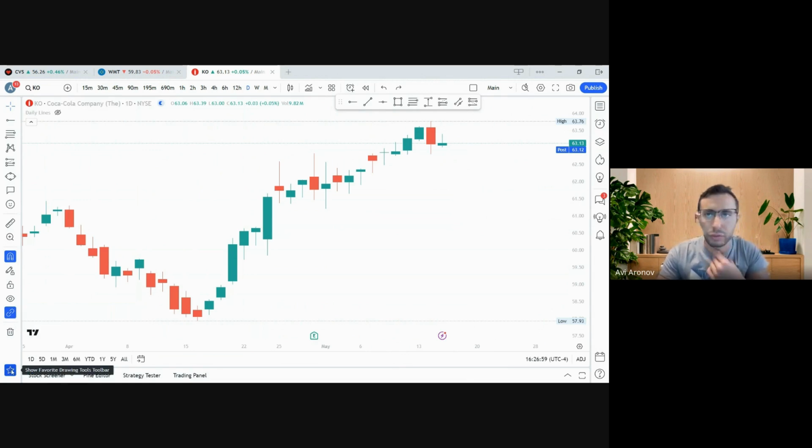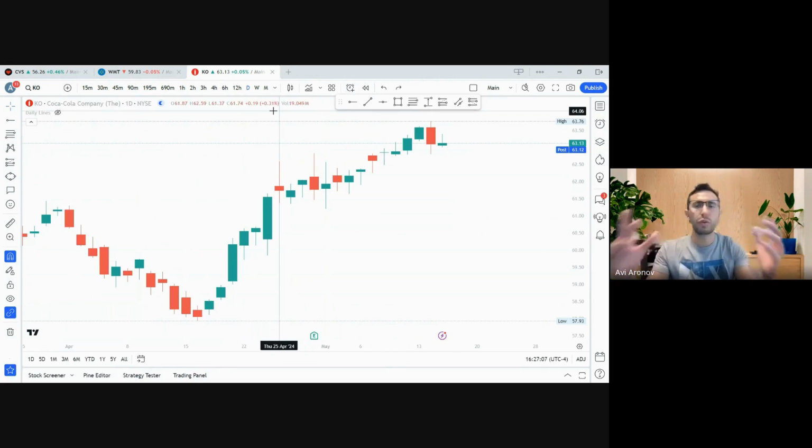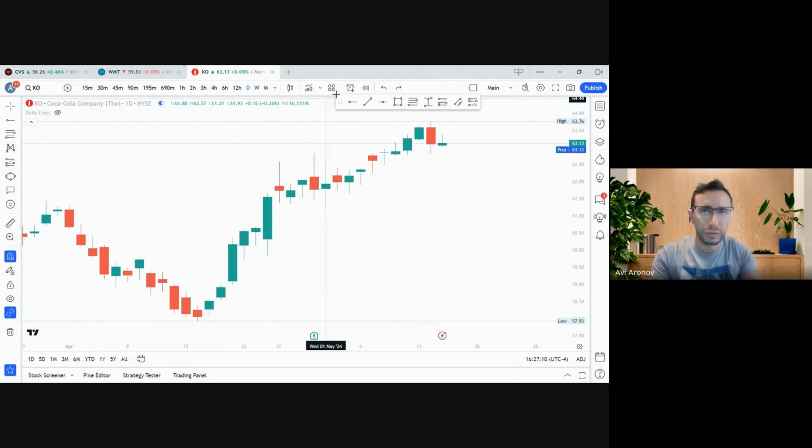This one basically will hide the drawing tools, and it will be easier for you to have more real estate of the screen if it's bothering you. I put that personally here, so it's not bothering me.